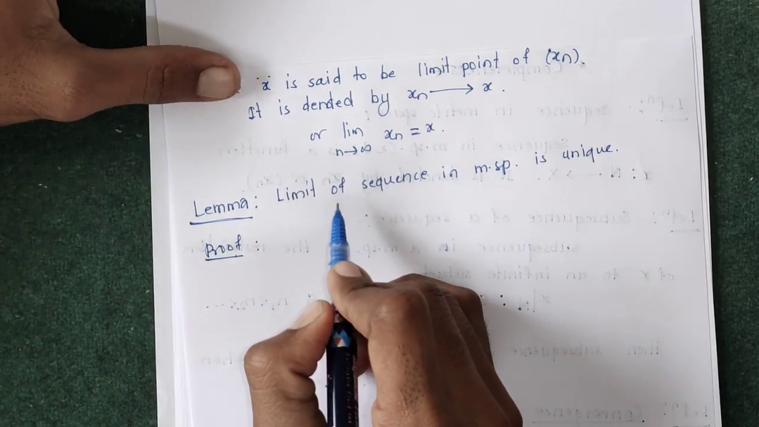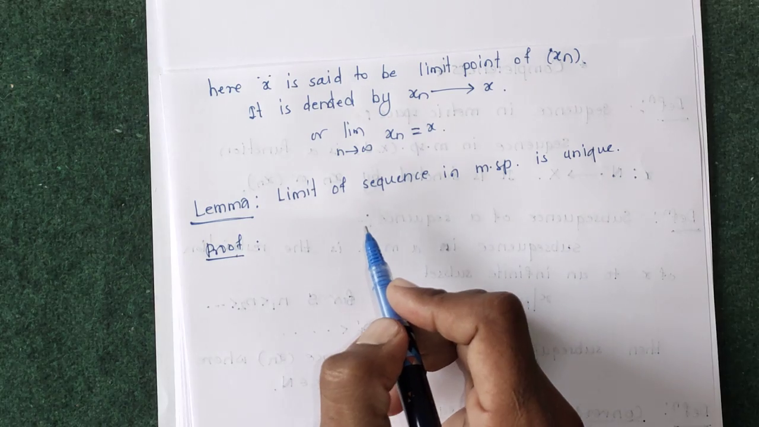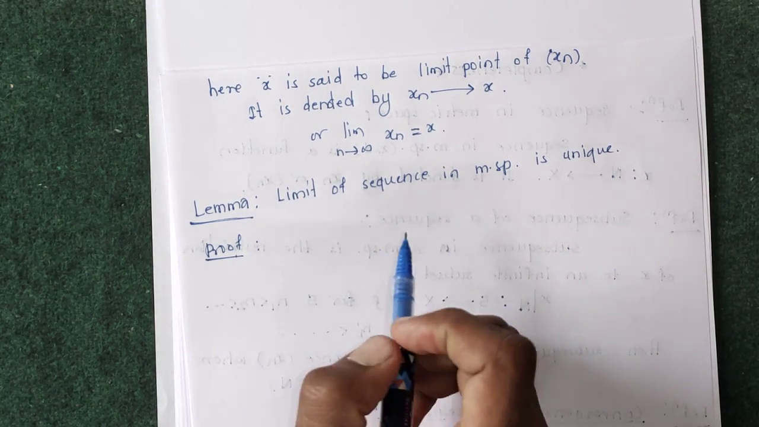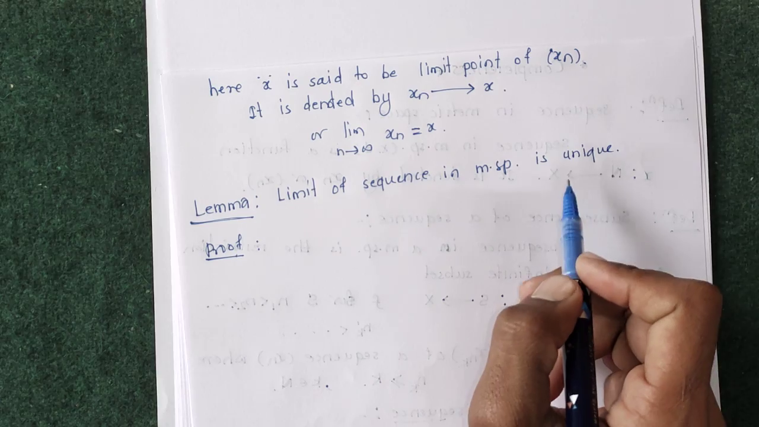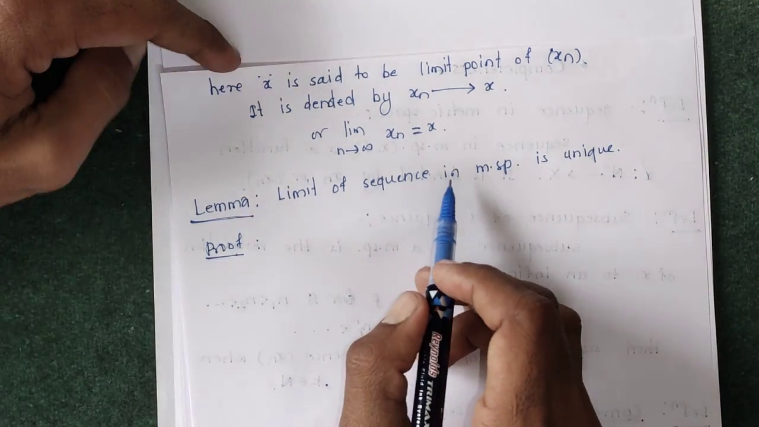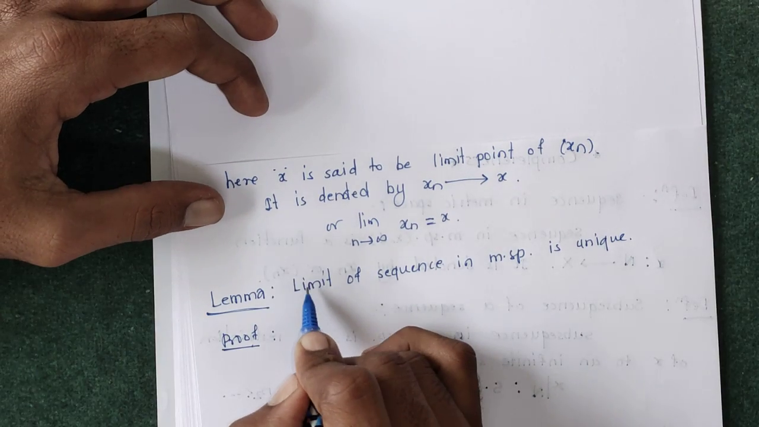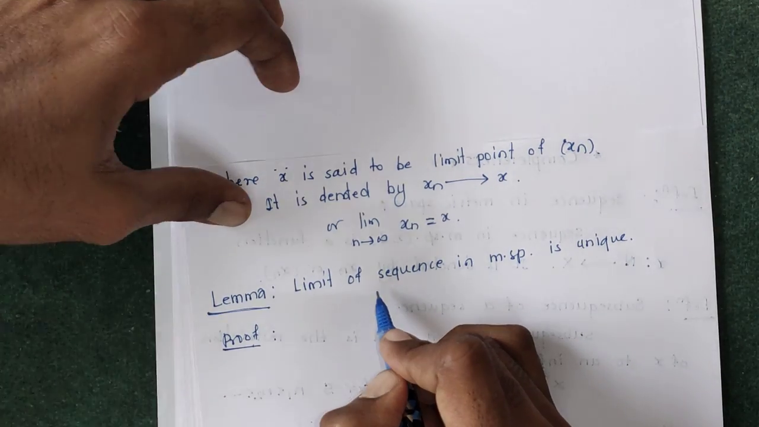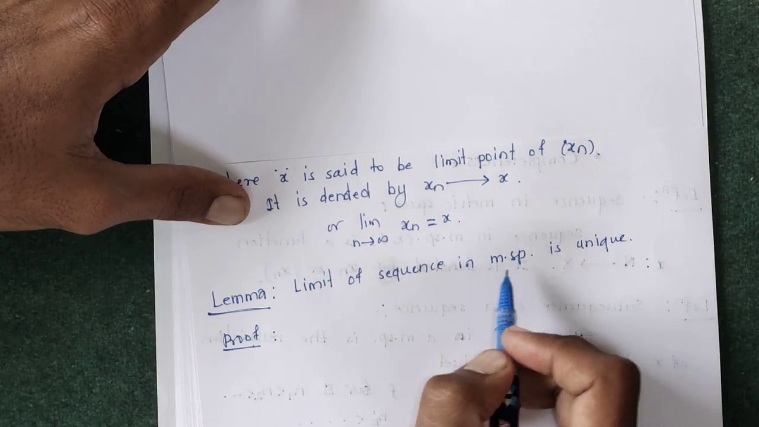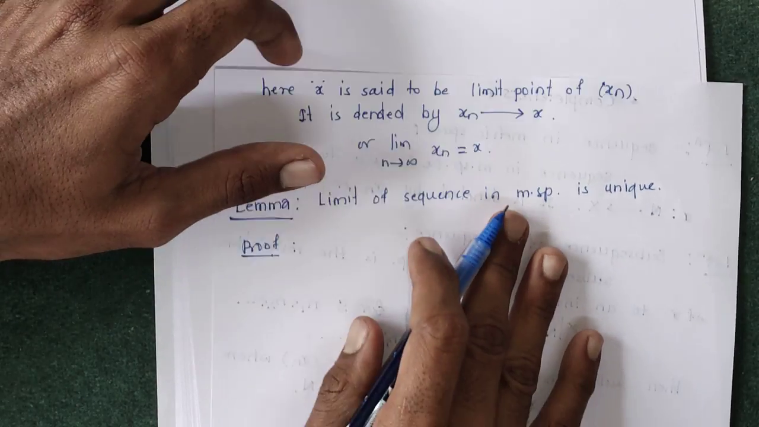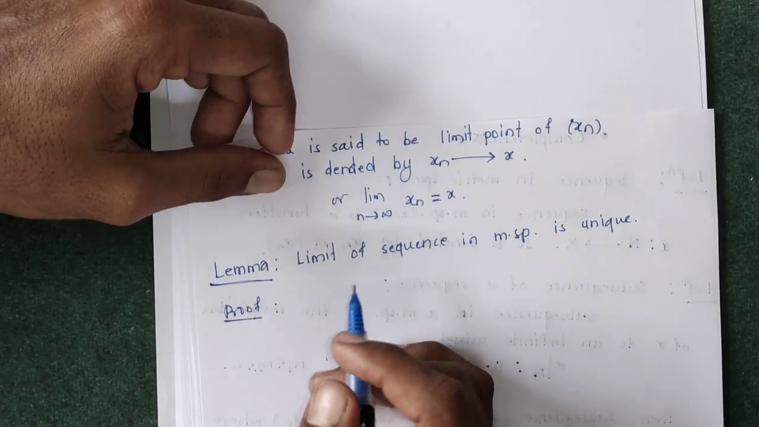The statement of the lemma is, if the sequence is convergent and the limit of that sequence exists, then that limit must be unique. If the limit of any sequence exists, then that limit is unique. Now we have to prove that the limit of any sequence is unique. We will take the sequence xn in metric space (X, d), and we will take two limits of that sequence, and if those two limits are equal, then we say that the given sequence has a unique limit.